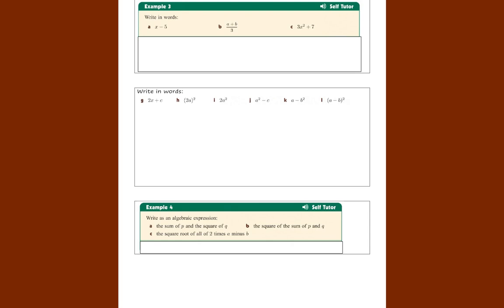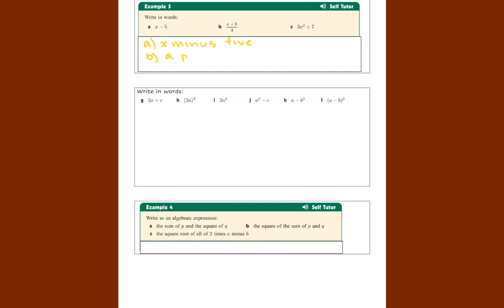This is in the very beginning of the booklet and it's quite straightforward, so you should find this a relief after all the expanding we've done. So we're going to write this in words. So we've got x minus 5. That's all it is. Or you could say x subtract 5 or 5 less than x. There's lots of different answers for these questions.